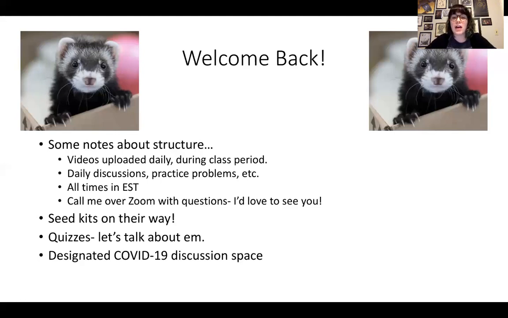And then the answers will be available to you after each time the quiz is completed. So this is really for your benefit, so that you're able to see what those correct answers are and see where you went wrong. So they won't be graded except for completeness. So you have to do the quizzes. You can't just opt out of them, but they won't be graded numerically.